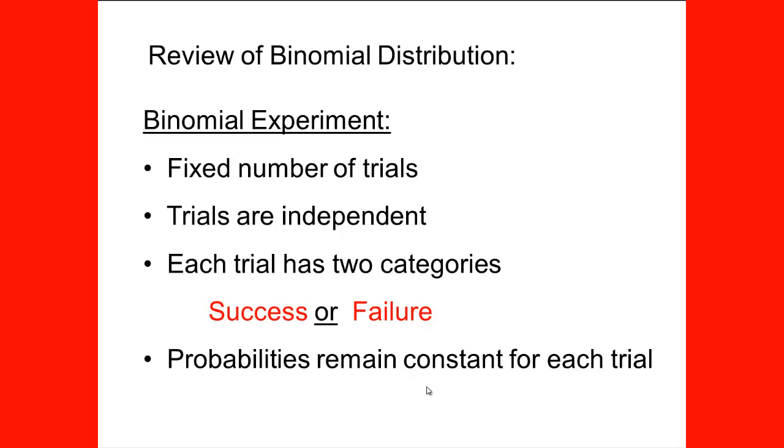We also need to do a quick review of binomial distribution before continuing. So, as a quick review of what constitutes a binomial experiment, remember that it has a fixed number of trials. The trials are independent of each other, and each trial has two categories, a success or a failure, and the probabilities remain constant for each trial.